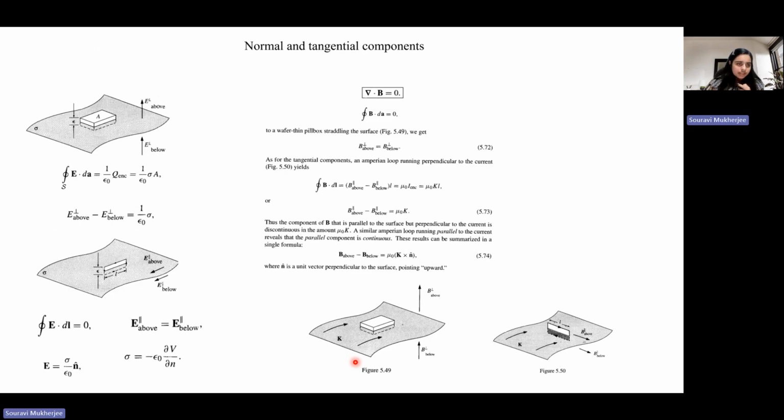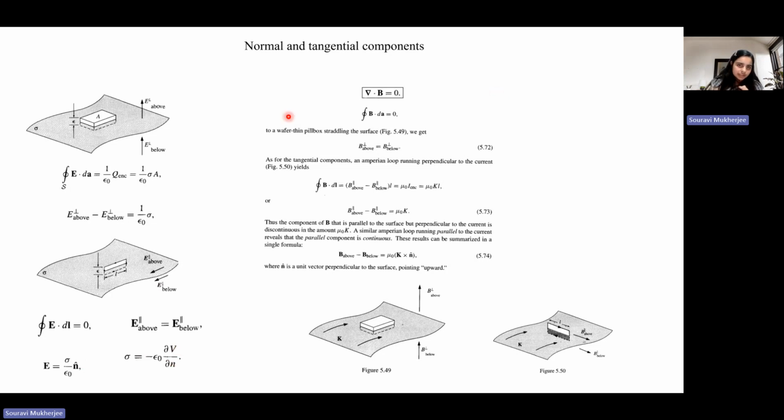Now, just as in the case of electric fields, we had these boundary conditions for the normal and the tangential components, right? So for a surface charge sigma on a surface, we know that the perpendicular components of the electric field are discontinuous, and it's given as E above minus E below equal to sigma by epsilon naught, while the tangential components of electric field are continuous. And you can relate the charge density to the potential or the field by these relations, right?